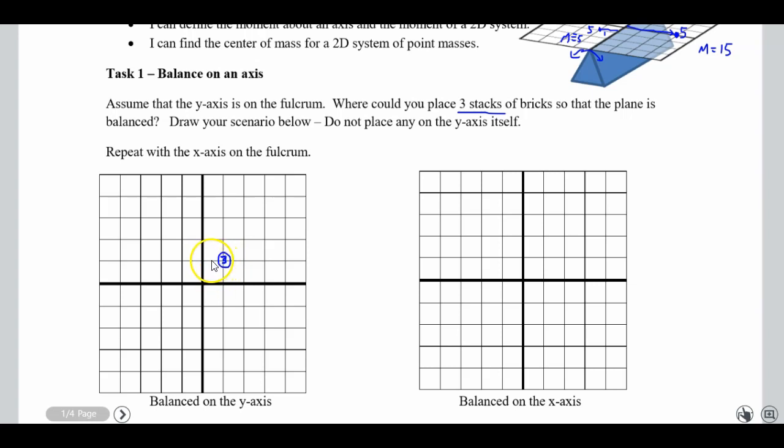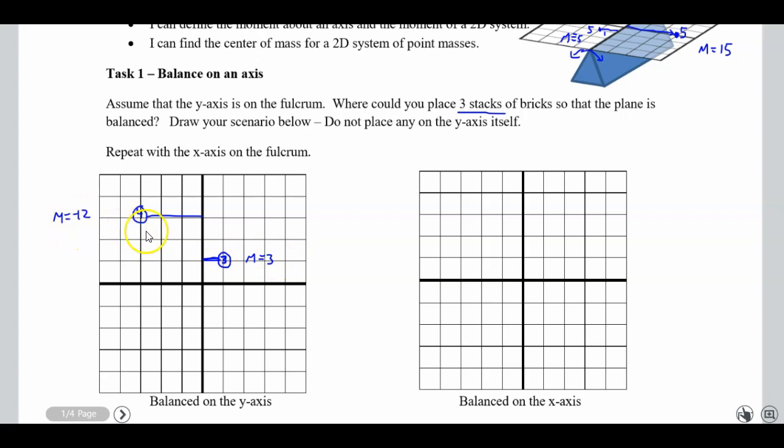And since we're balancing on the y-axis, this is 1 unit away right here. Maybe we want to do another stack up here. Let's say this is 4 right there. That distance is 3 away. So far we have moment here is negative 12. The moment down here is 3 times 1, so positive 3.